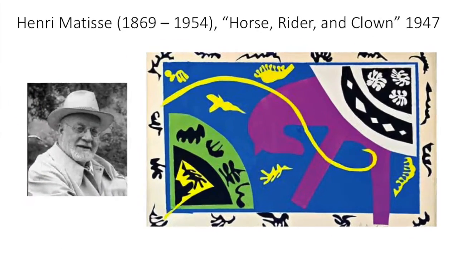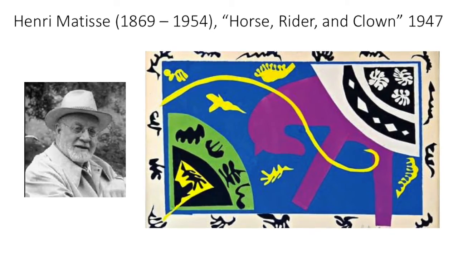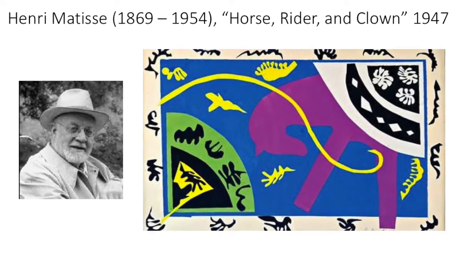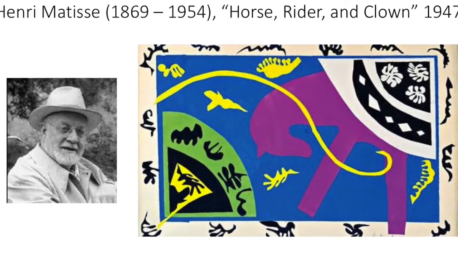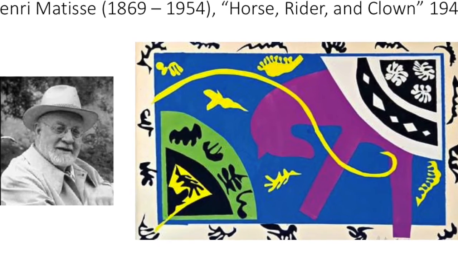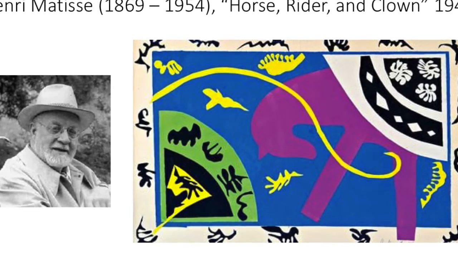Now that you know what collage is, let's take a look at some artists who have used collage in their work. This is by Henri Matisse. He titled it Horse, Rider, and Clown, and he created it in 1947. He used colorful pieces of paper in which he cut out the shapes to create this piece of art.